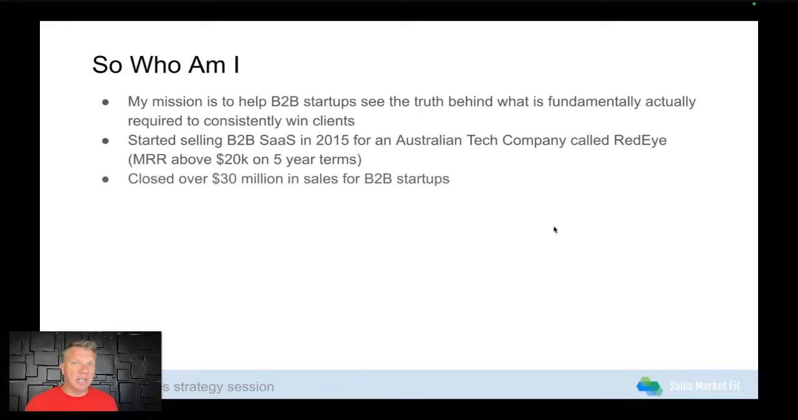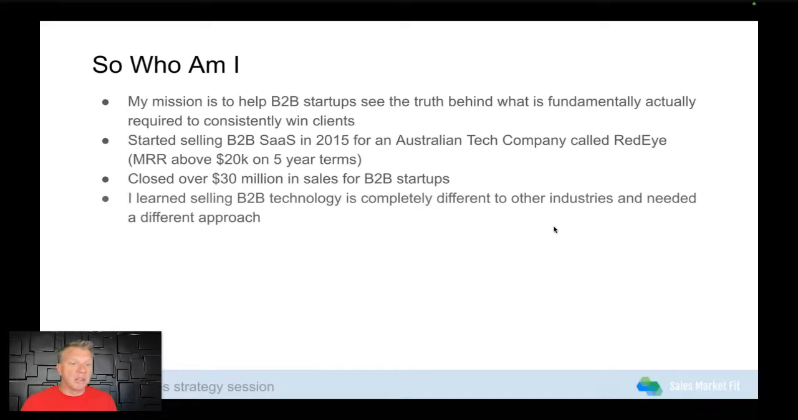Now, in that journey plus others, I was responsible for closing more than $30 million in B2B sales. And I learned selling B2B technology is completely different to selling in other industries. With B2B SaaS technologies, we're selling outcomes or business process improvements, not actually products. That's one of the biggest misconceptions when it comes to selling for B2B founders: what are you really selling? You're selling the hole and not the drill.